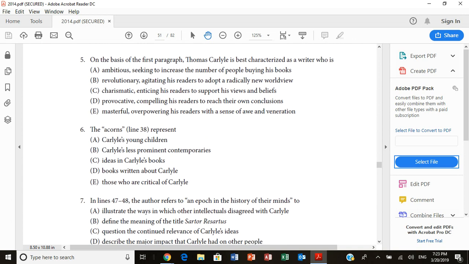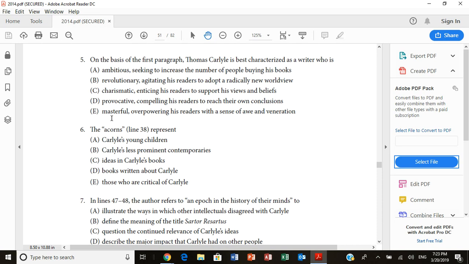On the basis of the first paragraph, Thomas Carlyle is best characterized as a writer who is, and now we get general characterizations of the writer: ambitious, revolutionary, charismatic, provocative, masterful. All right, if we just take a look at that, I missed the word provocative. While all of them are possibilities, the word provocative means that it challenges one, it provokes greater thinking.